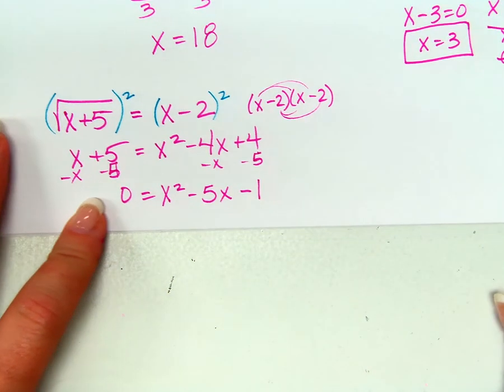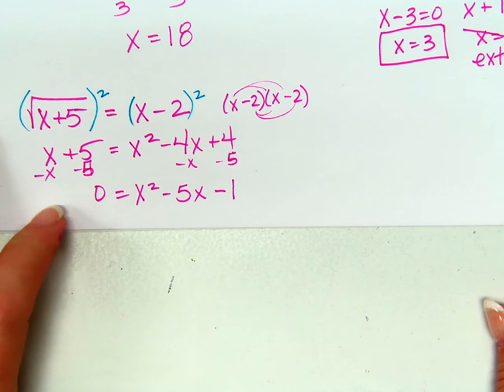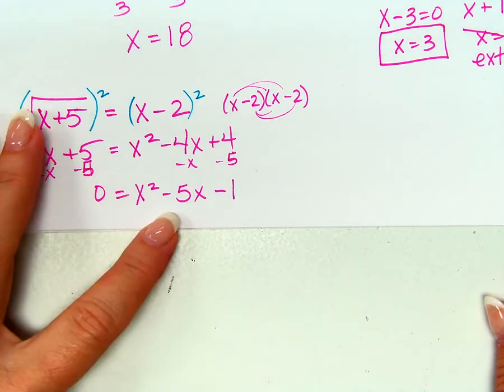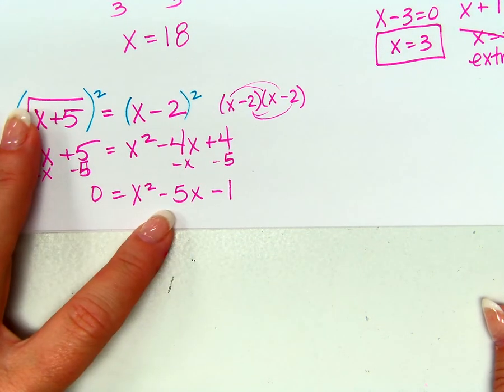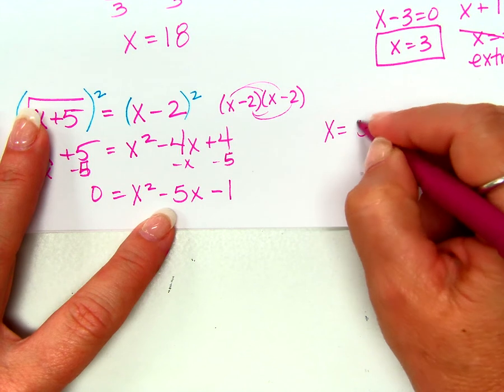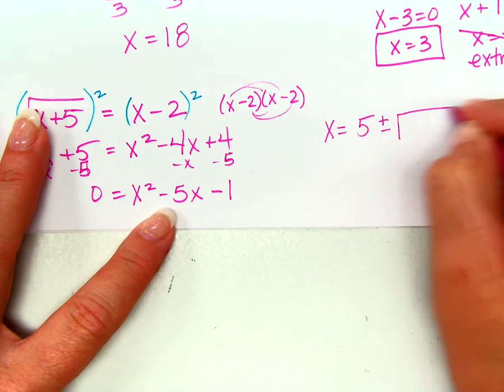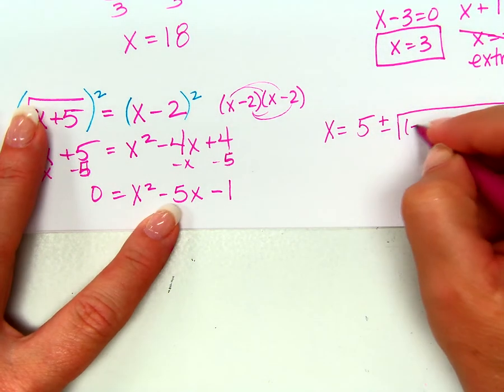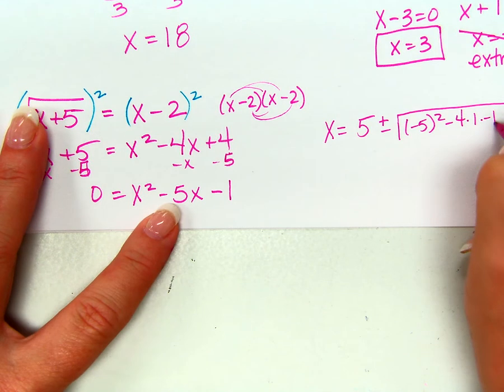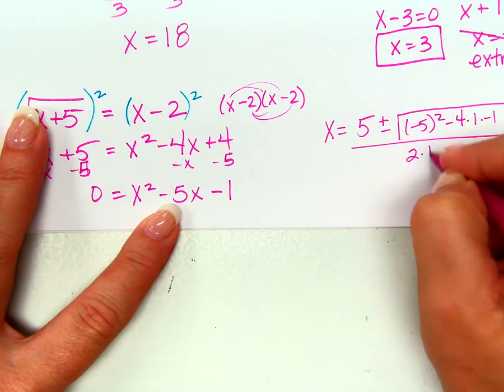So factoring's out. We could graph. We'd have to use the intersect function on the calculator, or the zero function, excuse me, to figure out where the zeros were, because since it doesn't factor, they're not going to be nice, pretty answers. Okay? Or we could use the quadratic formula. x equals negative b plus or minus the square root of b squared minus 4ac, all over 2a.